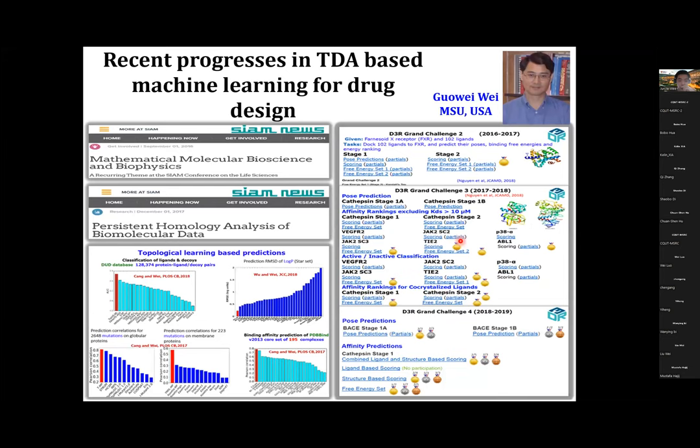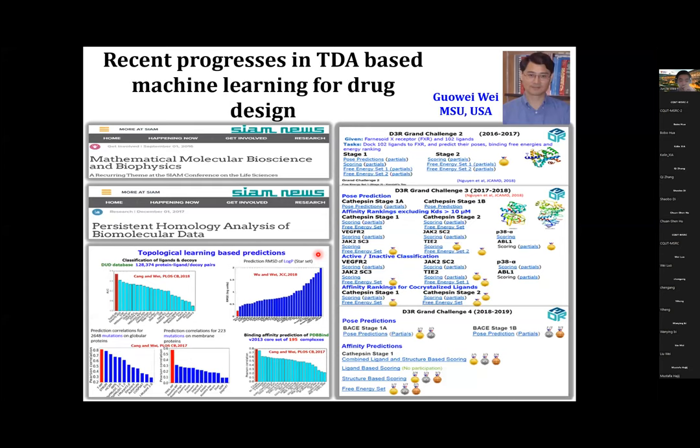So what they have is that they actually try to use these TDA machine learning models to predict different properties such as binding affinities, which is essentially just predicting the strength of the binding interactions between two molecular structures, and also some of these are the solvation energy or the toxicity prediction and things like that.